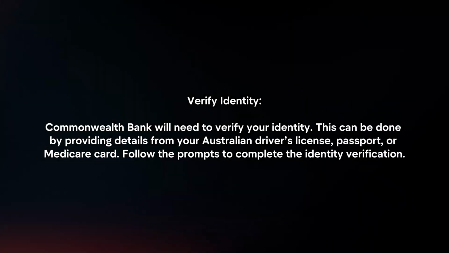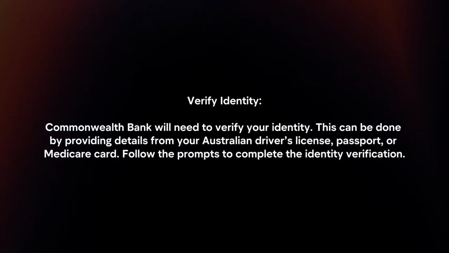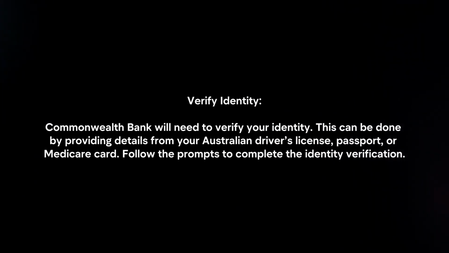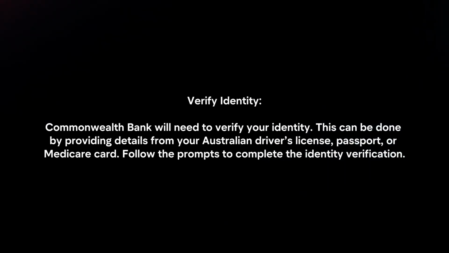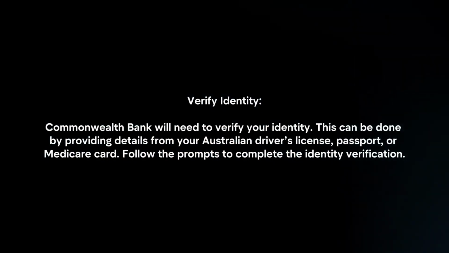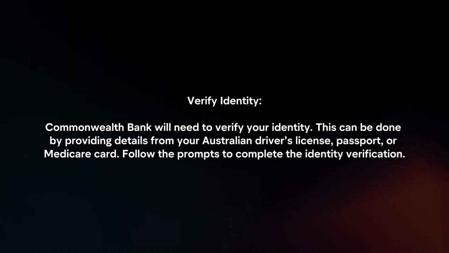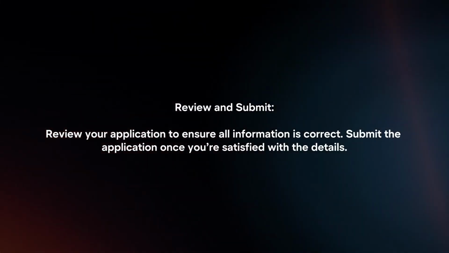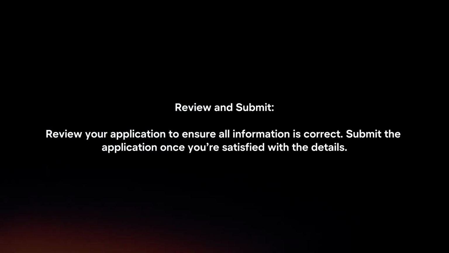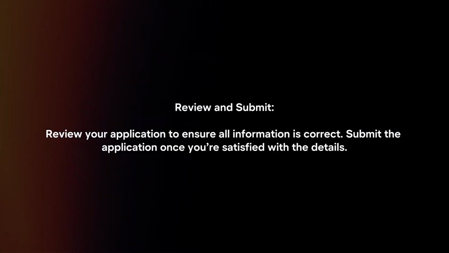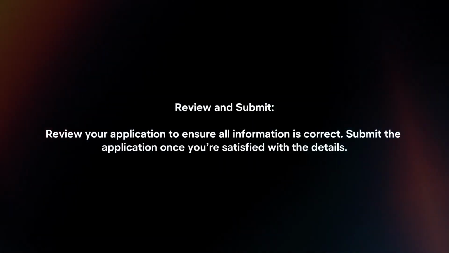Verify identity. Commonwealth Bank will need to verify your identity. This can be done by providing details from your Australian driver's license, passport, or Medicare card. Follow the prompts to complete the identity verification. Review and submit. Review your application to ensure all information is correct. Submit the application once you're satisfied with the details.